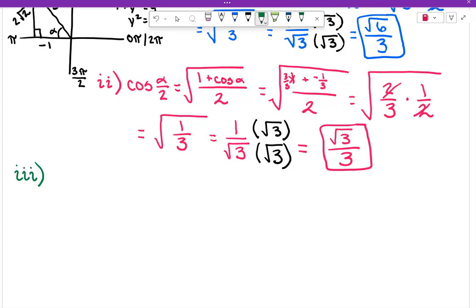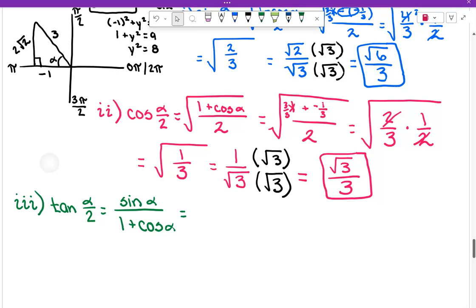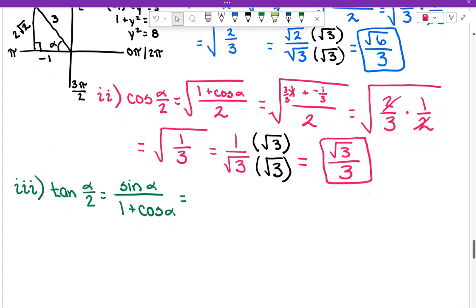Okay, tangent is equal to sine of alpha over 1 plus cosine of alpha. So sine is a little bit different. So that looks like it's going to be square root of 2 square root of 2/3.